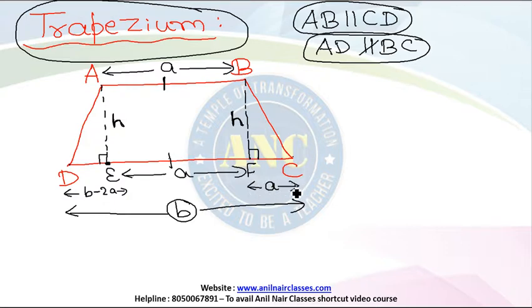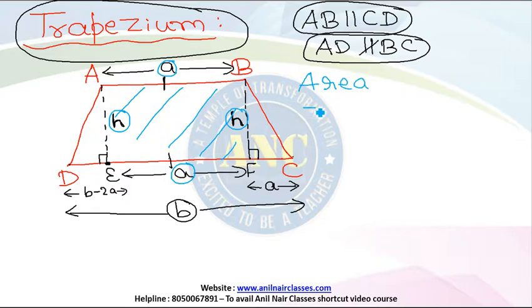This should be A. I hope you are understanding, sir. Now, if I want to find the area of this, think a little logically. This interior part is nothing but a rectangle where opposite sides are equal. So the area of this trapezium is nothing but the area of rectangle ABFE.